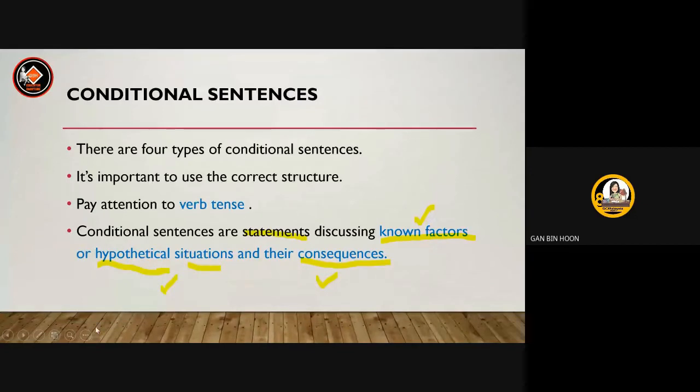Okay, next. So the next one is hypothetical, sesuatu yang dipikirkan. But sometimes it doesn't happen or it happens. It depends on your sentences. Okay, after that, there are four types of conditional sentences. It is important to use the correct sentence and remember, pay attention to the verb. The verb is very important. So what are conditional sentences? Conditional sentences mean when we are trying to write about something which is a fact or hypothetical.